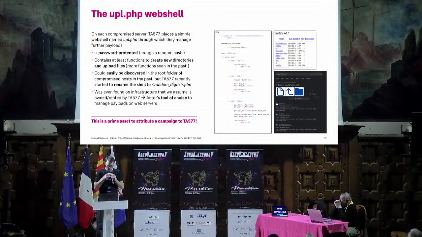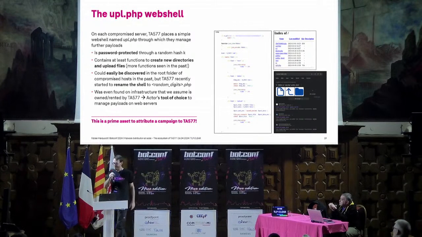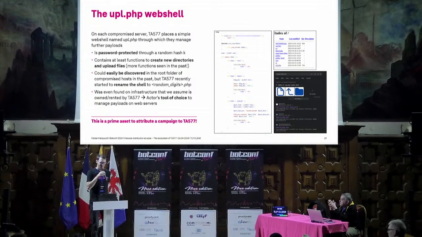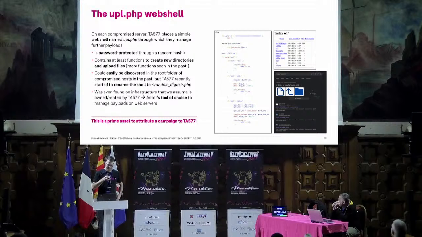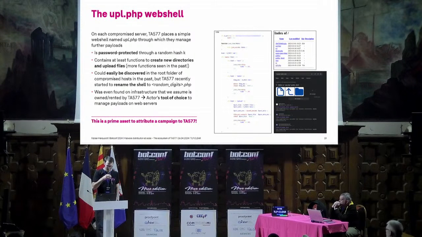We even saw servers where they pwned the server two times. The first time they uploaded the old upl.php, and then some weeks later they came back, dropping the variant with the random digits.php. I don't know for what reason, but we have seen that on multiple servers. There are still ways to find the web shell, but I'm not going to disclose it in TLP Clear. But if you want to know, come talk to me.